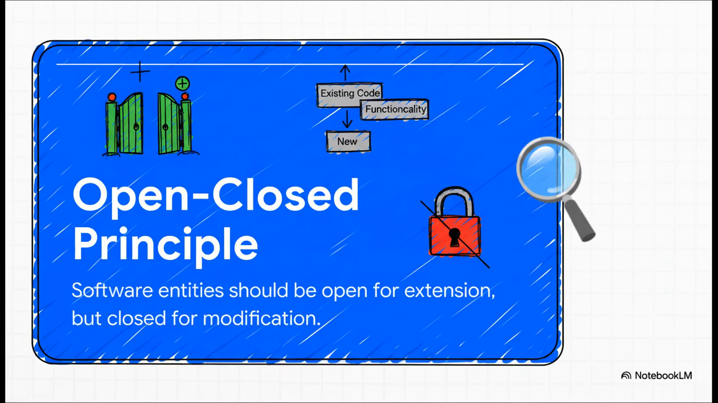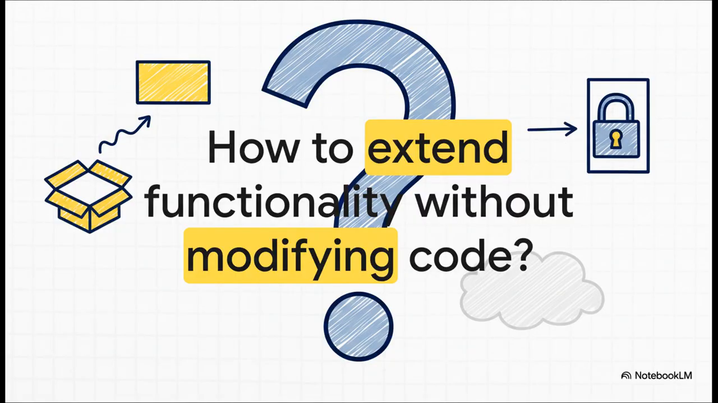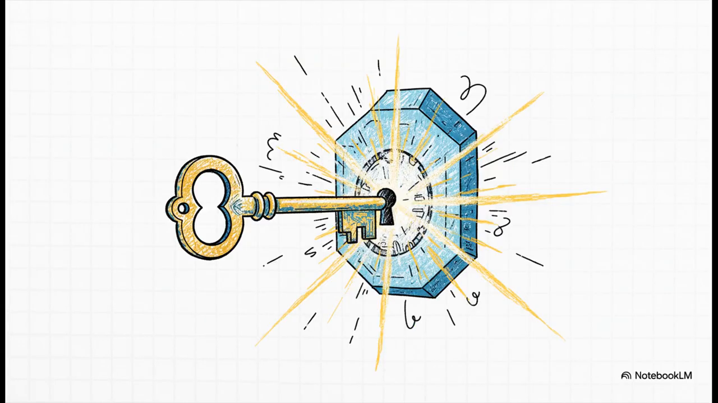Now, when you first hear that, it sounds impossible, right? A total contradiction. Which leads us to the million-dollar question. I mean, really, how on earth are you supposed to add new behavior to your code without actually changing the original code? It just doesn't seem to make any sense. The answer is one single, incredibly powerful word: abstraction. This is the whole secret. Abstraction is the key that unlocks this entire principle. It's the secret sauce that lets us build these flexible, rock-solid systems.